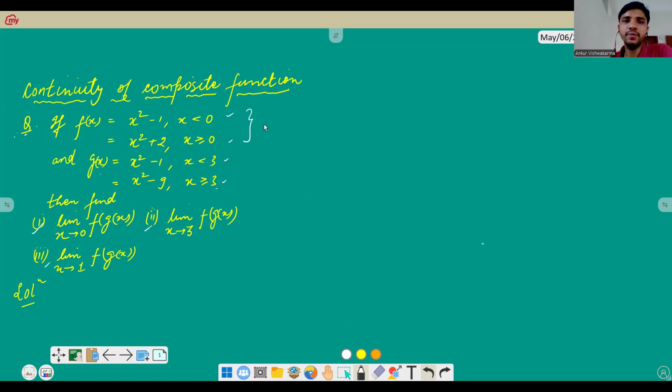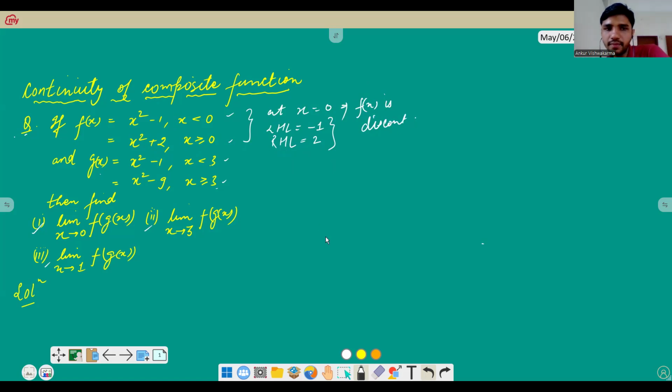At x equals 0, we need to check both the LHL and RHL of this f(x). So when we find the LHL, what will it be? For the LHL, we will use the first definition, x square minus 1. So at x equals 0, the LHL will be minus 1. What about the RHL? For the RHL, we will use the second definition, x square plus 2. So the RHL will be 2. From here we have got that the limit at x equals 0 does not exist. So obviously, at x equals 0, f(x) is discontinuous.